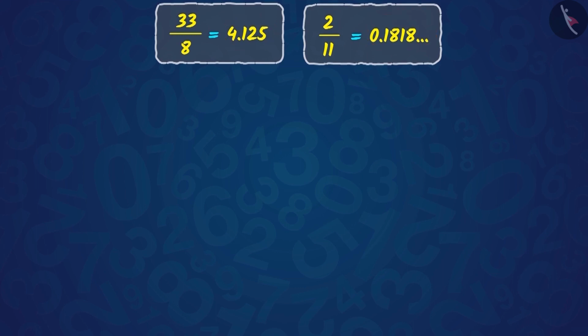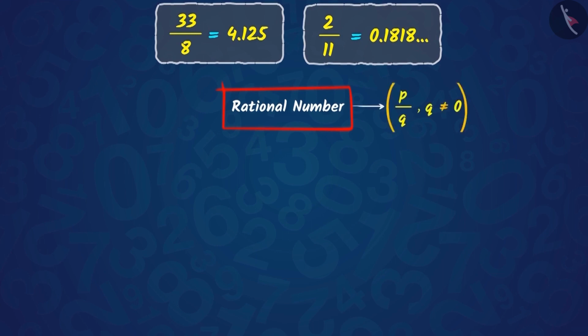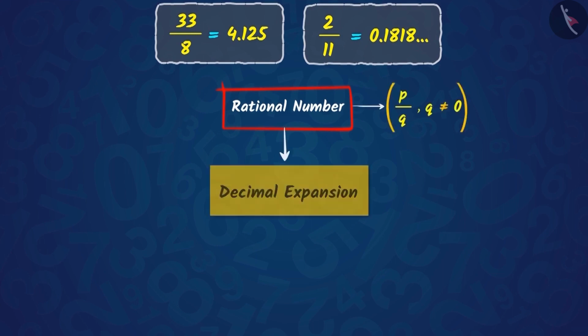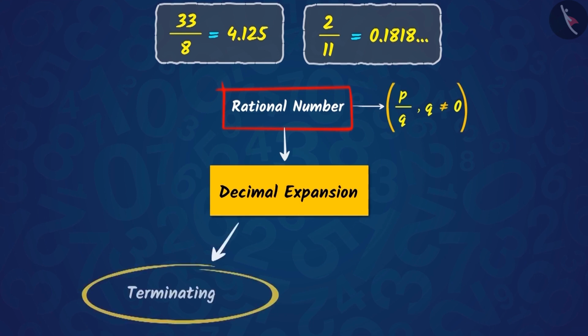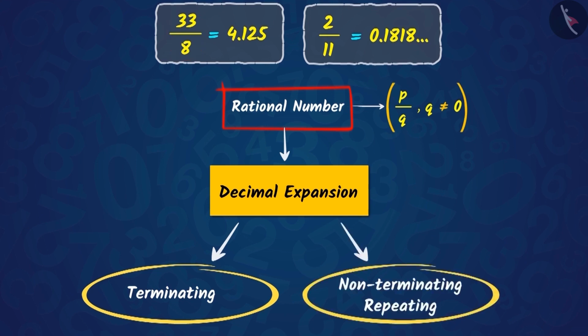You studied in your last class that the decimal expansion of a rational number p upon q, where q is not 0, will either be terminating, like here. The decimal expansion of 33 upon 8 is terminating. Or non-terminating, that is repeating, like here, the decimal expansion of 2 upon 11 is repeated and non-terminating.